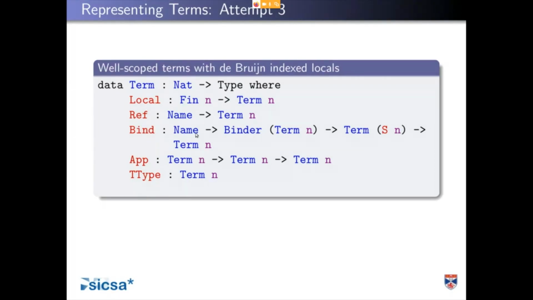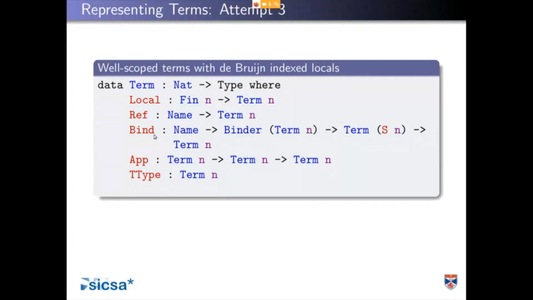So the interesting case is binders. If we bind a new name in the binder, the type of the binder is only going to be able to refer to the things in the outer scope, but the body of the binder, or the scope of the binder, as I like to call it, is going to have one more name available.